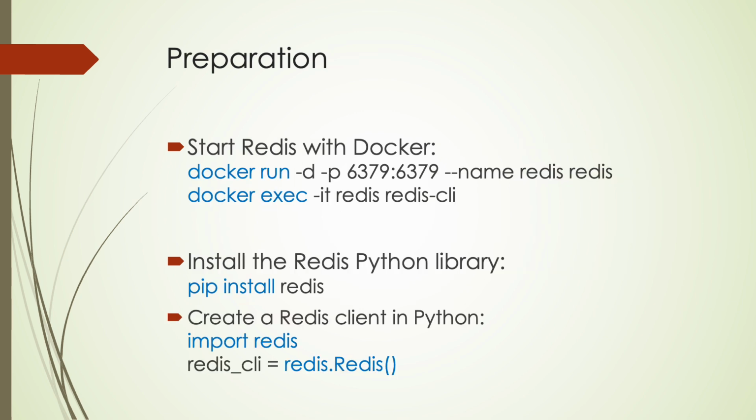For demonstration purposes, we will start a Redis server locally with Docker, and we can access the Redis CLI in the Docker container directly with the command shown here. Besides, to access Redis in Python, we need to install the Redis library for Python with pip, and then we can create a Redis client with the default configurations.